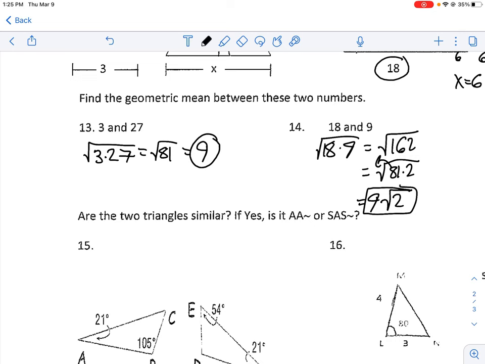So you're going to want to rewrite this guy as its factors, where one of those factors has to be a perfect square. And then you take the square root of that perfect square, 81, and you get 9.